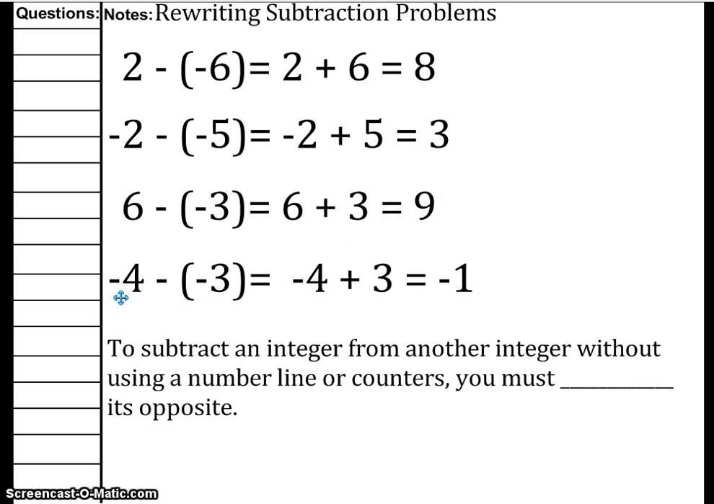Here we have negative 4 minus negative 3. Again, subtracting a negative integer is like adding its opposite. So negative 4 plus the opposite of negative 3, which is positive 3. So negative 4 plus 3 equals negative 1.